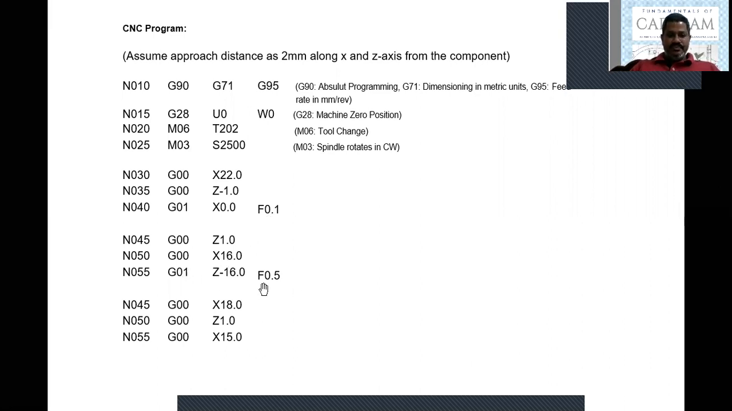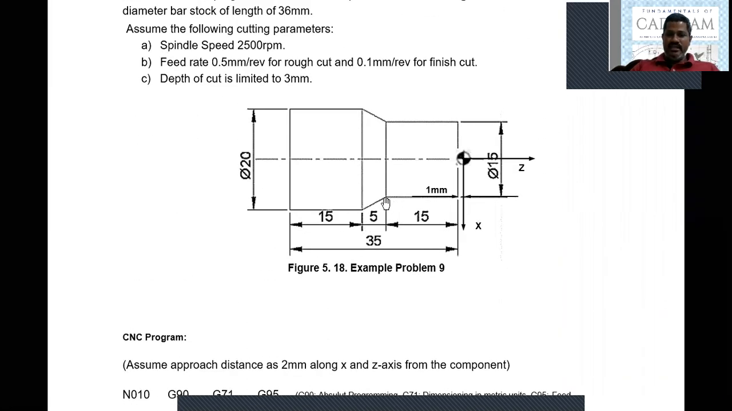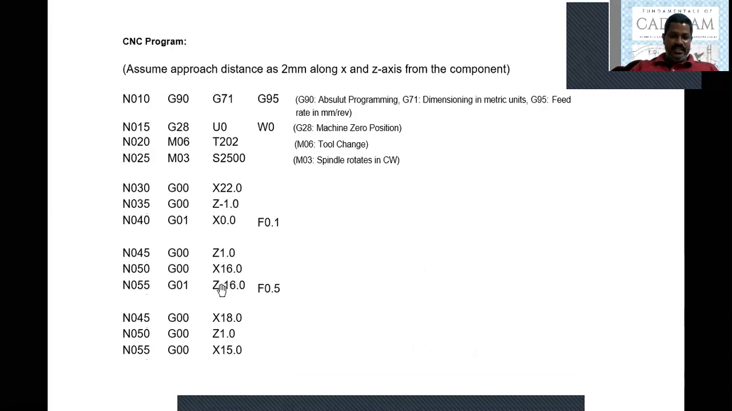Then I need to move the tool backwards. Now exactly the diameter of the component is reduced from 20 to 15 millimeters. Now my tool is exactly at this location. The X value is 15 and the Z value is minus 16, that you can observe here. So the coordinates at this location are X value 15, Z value minus 16. After completing the turning operation, our tool lies at that coordinate.